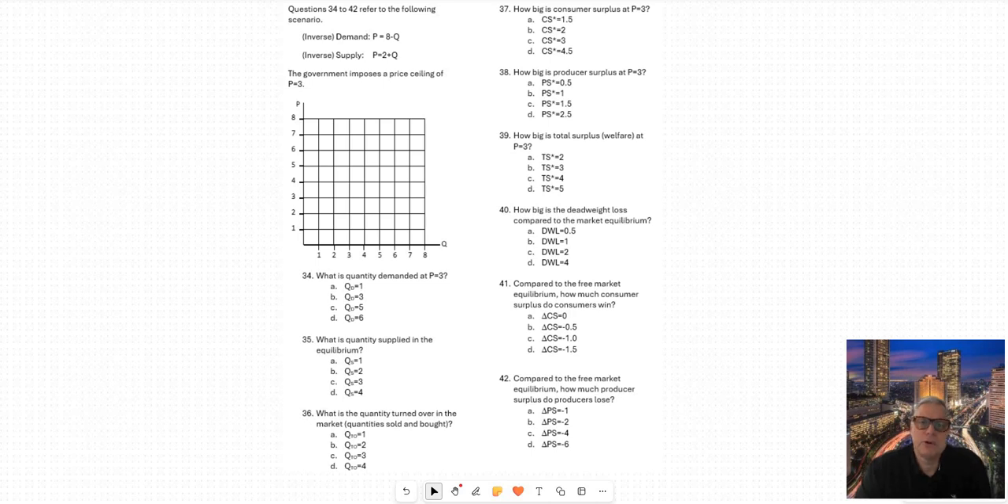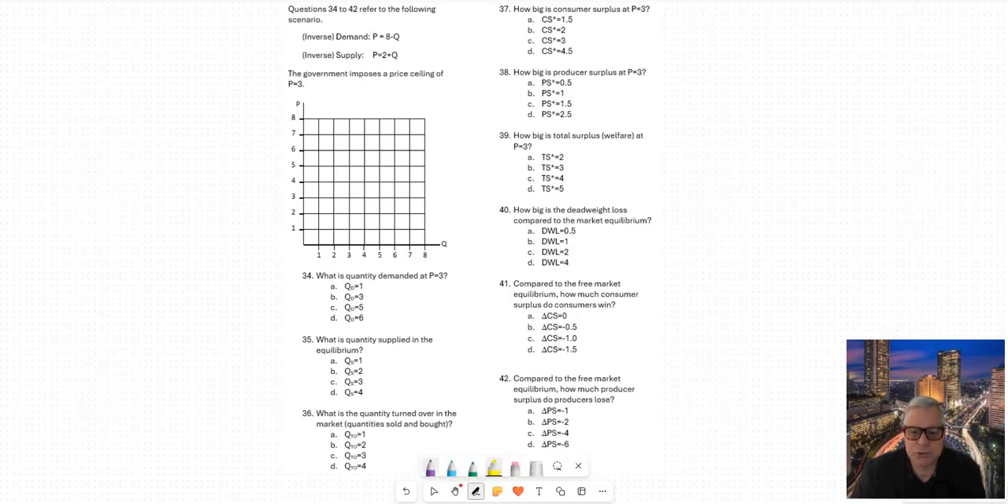Okay, let's move on to the next problem set. In this case, we have a price ceiling, and again, a price ceiling is below the market equilibrium price, and again, the objective is to protect the consumers. So let's see how that works here.